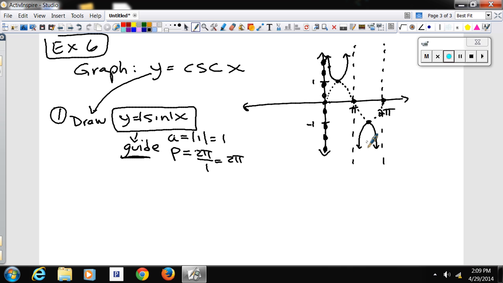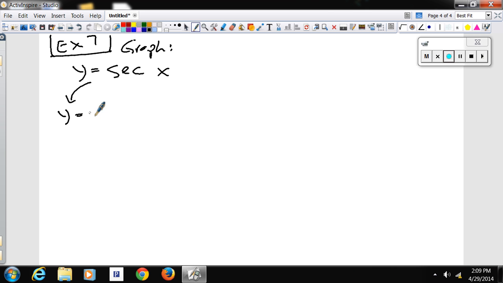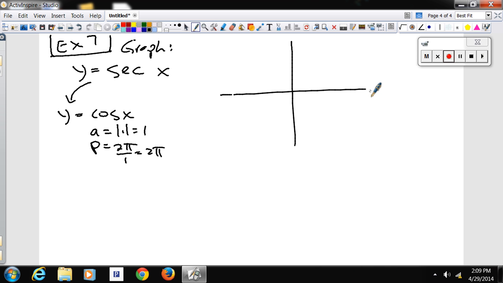The secant graph does the exact same thing, but what graph would be our guide for the secant? Cosine. Remember, cosine and secant are reciprocals. So to get the secant graph, example 7, to get y equals the secant of x, you need to first draw y equals the cosine of x. So again, you would need your amplitude and your period. Amplitude would be 1, and the period would be 2 pi. So to get your secant curve, first draw your cosine as a guide.